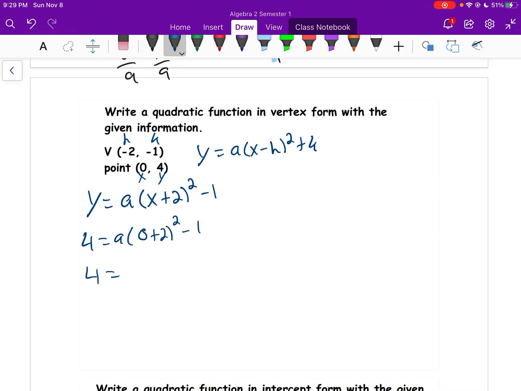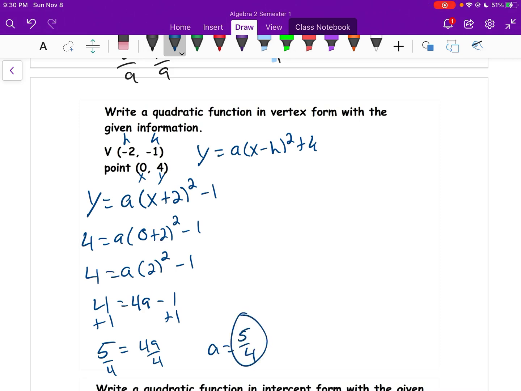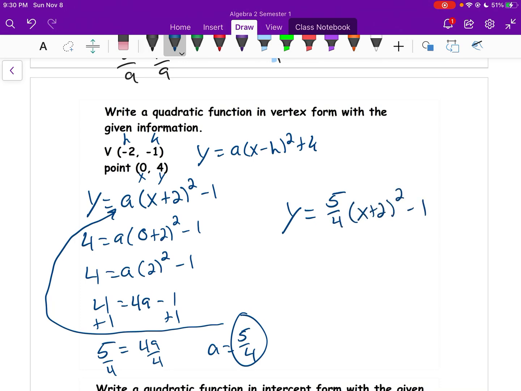squared minus 1, or 4 is equal to a times 2 squared minus 1, which will give us 4 is equal to 4a minus 1. Adding that 1 over then, we get 5 is equal to 4a. Finally, divide by that 4. a is equal to 5/4. And again, we're going to take that value and plug it in to a. So our answer will be y is equal to 5/4 times that x plus 2 squared minus 1.